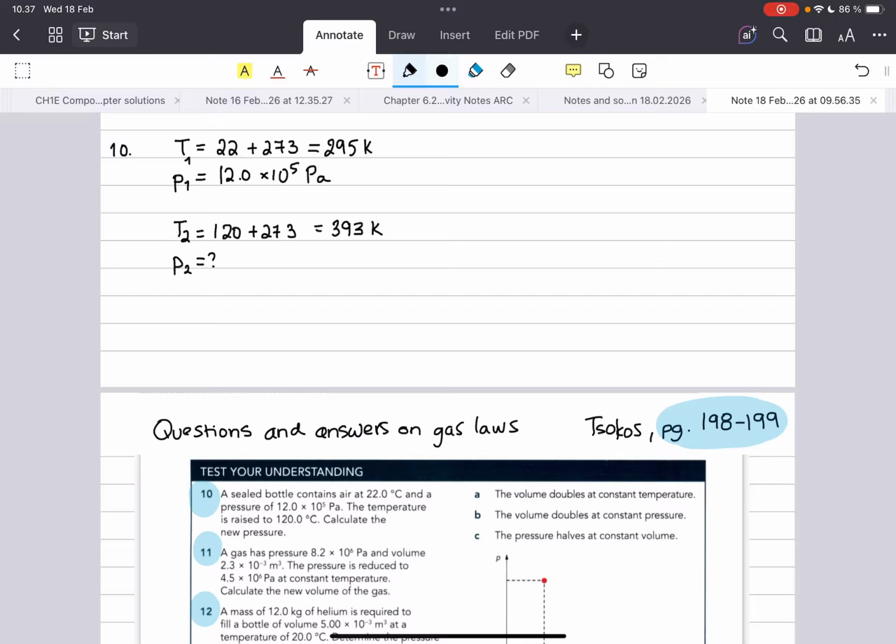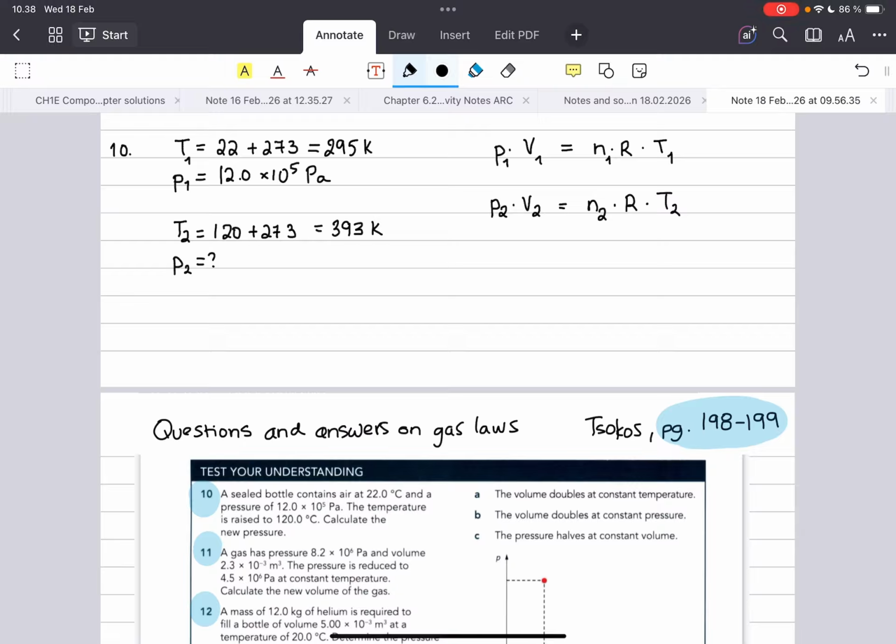So you have learned this equation, P times V equals nRT, right? Where P is the pressure, V is the volume, n is the number of moles, R is the gas constant, and T is the temperature. But we can apply it here. I can write P1 V1 equals n R T1, and P2 V2 equals n R T2.